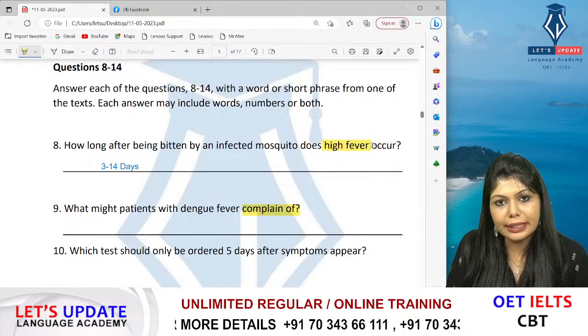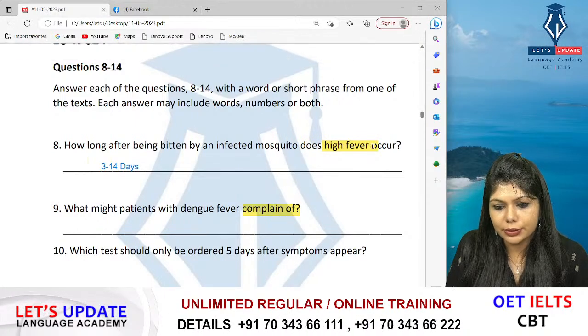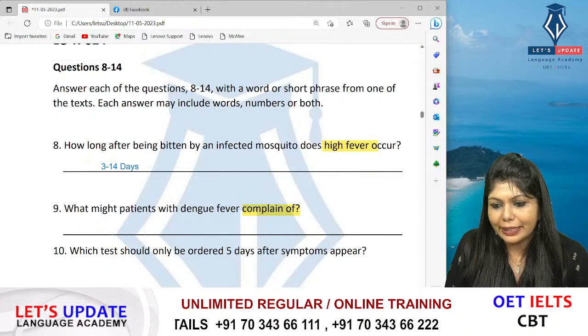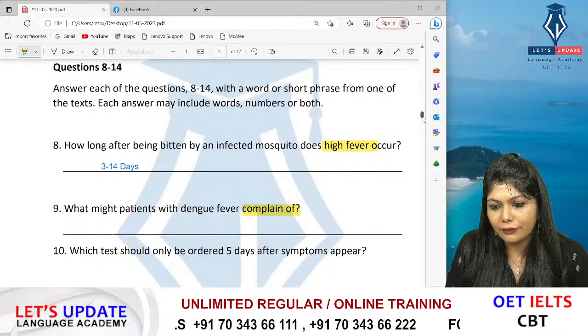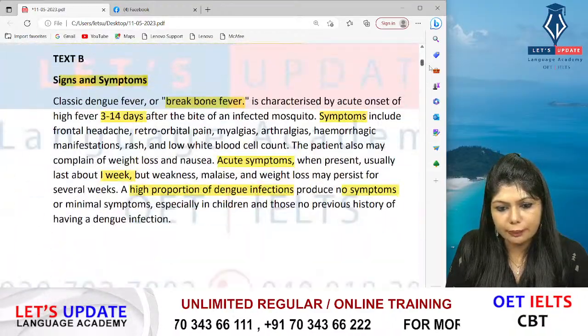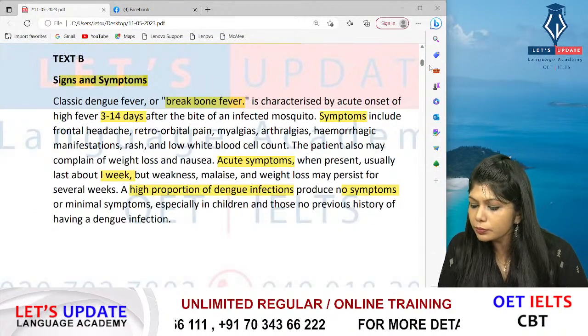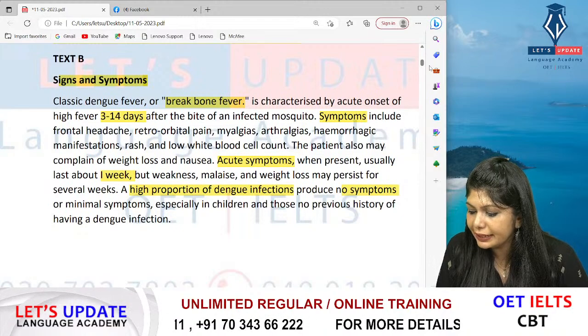High fever, again, that was another sign and a part of sign and symptom. Okay, so again, moving to part B where we have signs. Yes, so over here. The question is, I'll read the question for you. What might patients with dengue fever complain of?